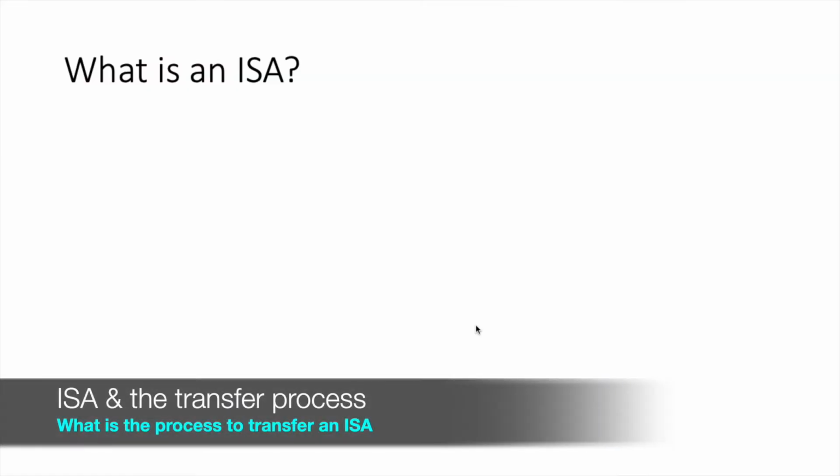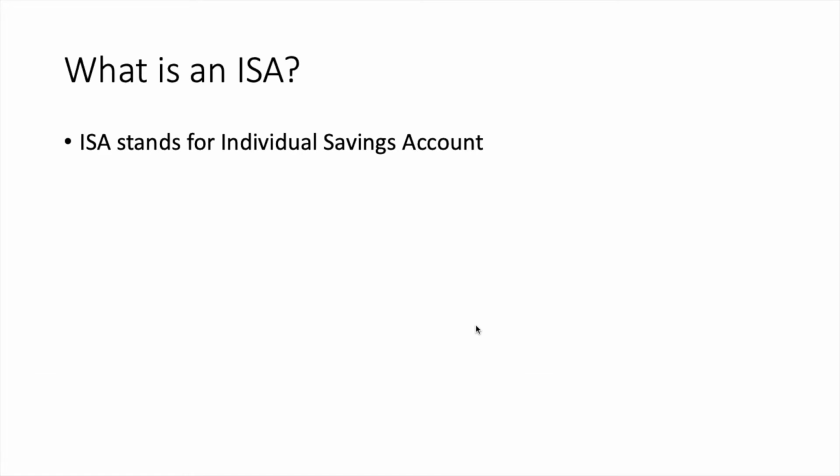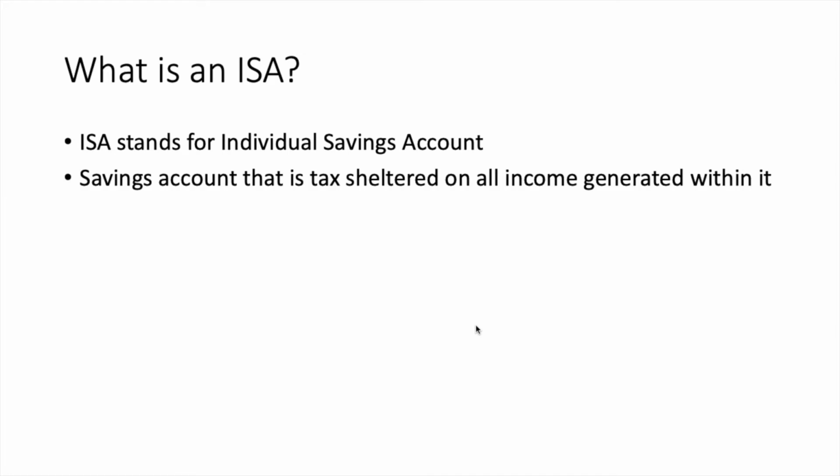So before we get into it, let me just explain what is an ISA for those people who aren't familiar with an ISA. An ISA stands for an individual savings account, and basically it's a savings account that is actually tax sheltered. So any income that you generate through investments or cash in the form of interest or dividend or capital gains actually is protected from taxation.